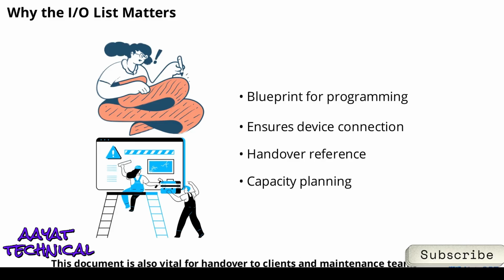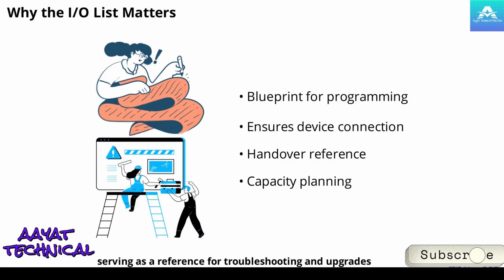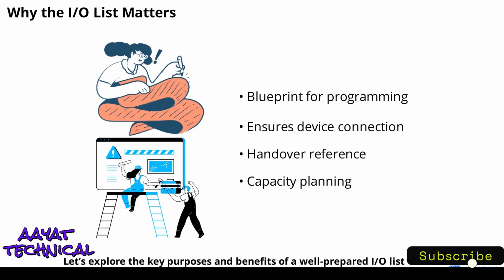This document is also vital for handover to clients and maintenance teams, serving as a reference for troubleshooting and upgrades. Plus, it's essential for planning your controller I/O capacity, helping you avoid costly surprises during installation. Let's explore the key purposes and benefits of a well-prepared I/O list.